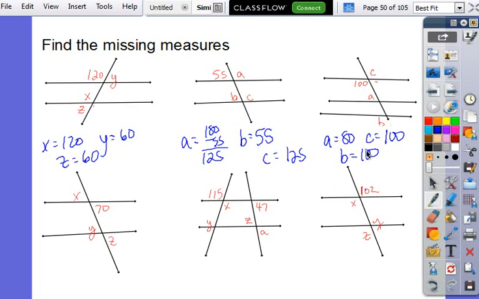What's my answer? Well, what kind is X for the 70? Vertical. What's the rule for vertical? Same. What is the Y compared to the 70? Alternate interior. What's the rule for alternate interior? Same. What is the Z? Corresponding. What's the rule? So all of those are 70.